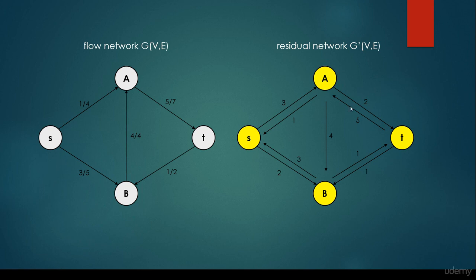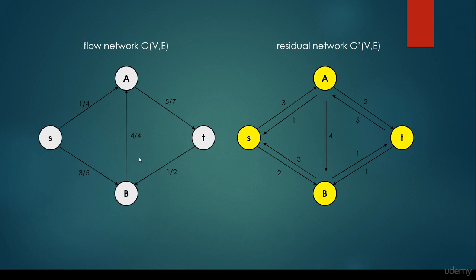So basically this is how we construct the residual network. And why is it important? Because we are going to find the augmenting path in the residual network. And if we come to the conclusion that there is an augmenting path in the residual network, it means that we haven't found a maximum flow in the original network. And if we are not able to find any more augmenting path in this residual network, it means that it is the end of the algorithm and we have managed to find the maximum flow in the original flow network.